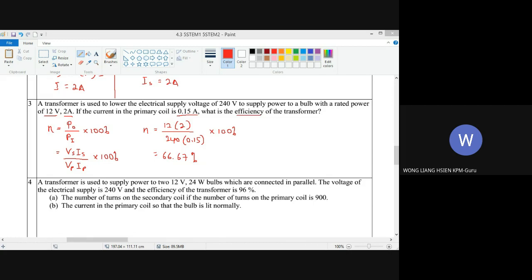Why very dangerous? If the efficiency is low, then the transformer will be very dangerous, because it will be hot. Because you see, if 66.67% goes to the secondary only, then that means what? You have 33.33% changed to heat energy. Then that means your transformer will be extremely hot. Understand? Transformer will be very hot.